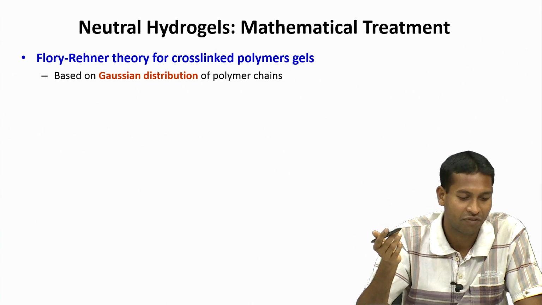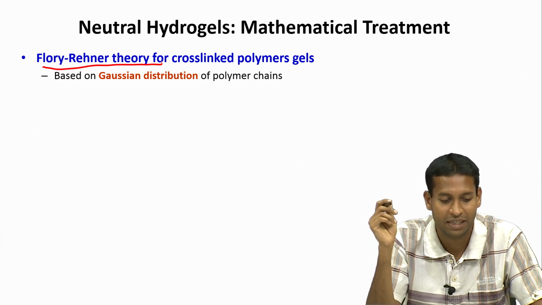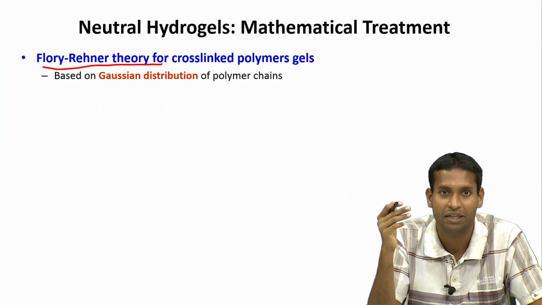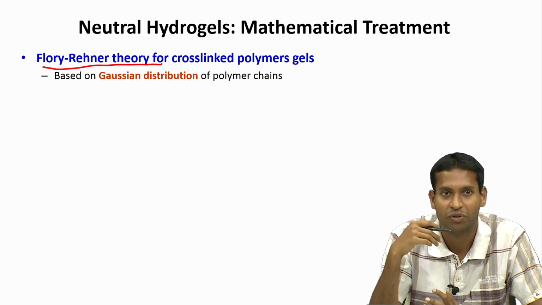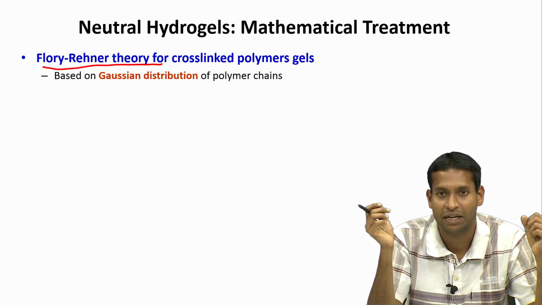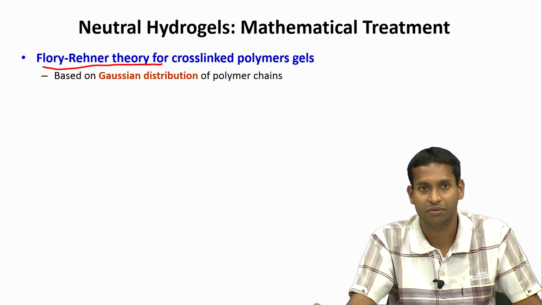So the first thing is the Flory-Rehner theory. It is basically a theory that defines how the cross linking of the polymer gels happens. What they are proposing is that there is a Gaussian distribution of the polymer chains that is found in nature, and that is a good assumption to make given what we see in the literature.